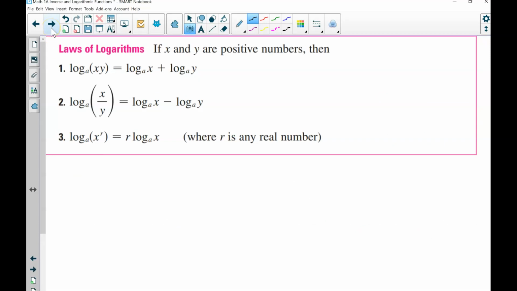Okay, then we also have the laws of logarithms. If x and y are positive numbers, then the log base a of xy would expand to the log base a of x plus the log base a of y. The log base a of x divided by y would expand to the log base a of x minus the log base a of y. And then the log base a of x to the r, this is the power rule, you would replace r as a multiplication of the entire function, r times the log base a of x, where r can be any real number.